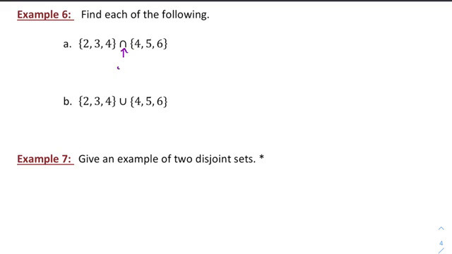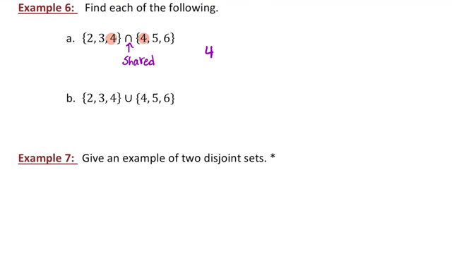So first I'm finding the intersection of these two sets, which is the items that they share. So if I look at what they share, the only thing they have in their overlap is 4. So my intersection is just the set containing that shared element 4.